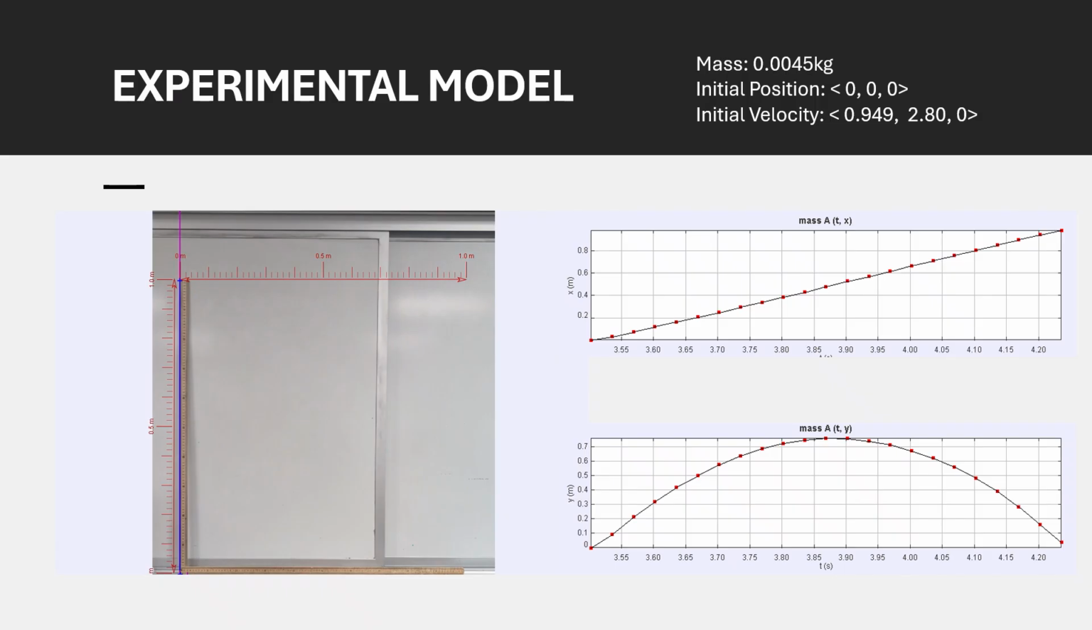So here's the experimental model. Like I said, the mass of the paper ball we used was around 0.0045 kilograms. I set the initial position to 0, 0, 0 and calculated the initial velocity to be about 1 meter per second in the x and 2.8 meters per second in the y. On the right side of the slide, you see the change in x over time for the object, and in the bottom right, you see the change in y over time for the object, and on the left, you see the actual video.